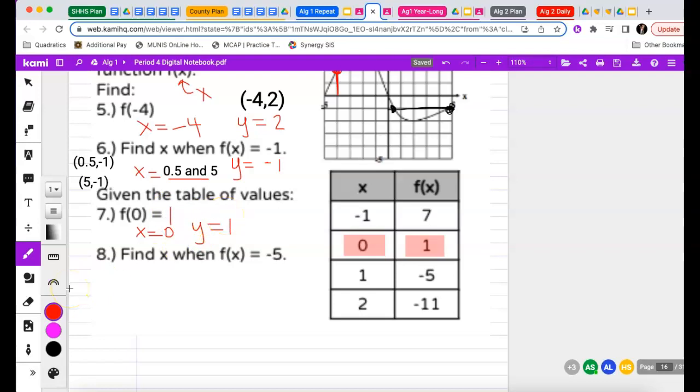So given a table is actually pretty easy. The coordinates are already given to us. We just need to find the coordinate in the table.